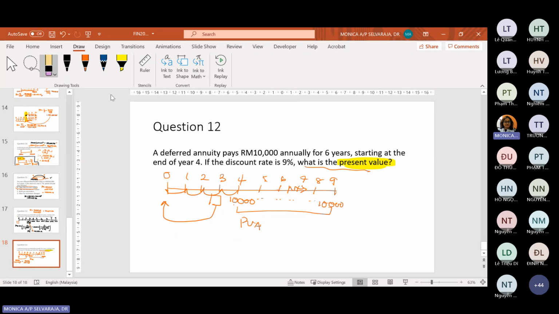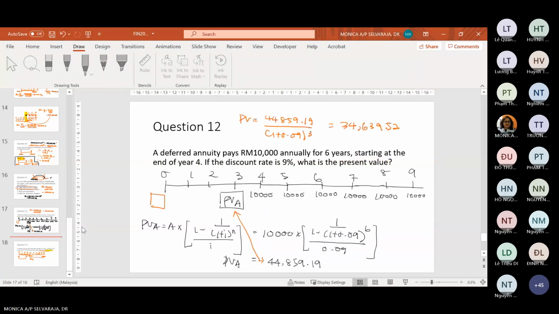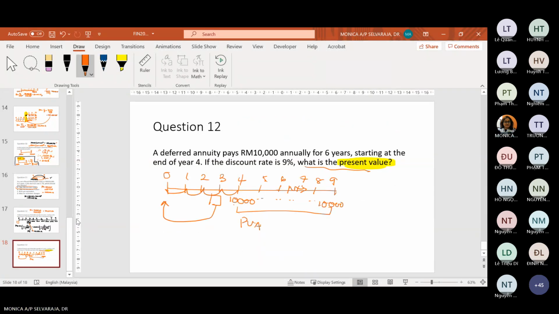So straightforward. Just calculate to the PVA, and then from here to here, finish. So you only have to do two workings. Otherwise, you have to have many workings and calculate one by one. So we don't want that. Then you have to add everything together. So your answer will be less accurate. Okay, I hope I've answered your questions.